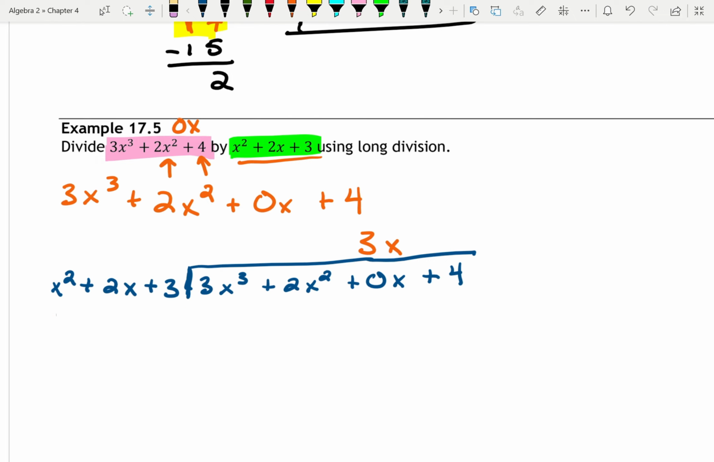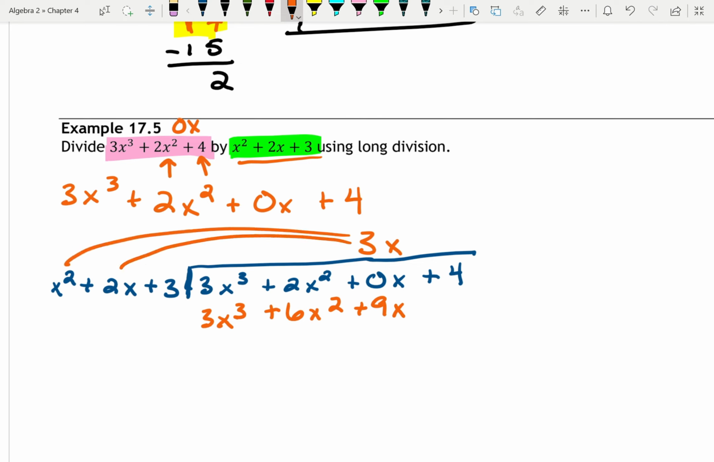So now what I'm going to do is take my 3x and multiply by x squared plus 2x plus 3. Whenever I multiply there, I get 3x cubed, and then 3x times 2x is going to be 6x squared, and then 3x times 3 gives me 9x. So again, what I was doing there is distributing this into those 3 pieces, and then writing it down there.